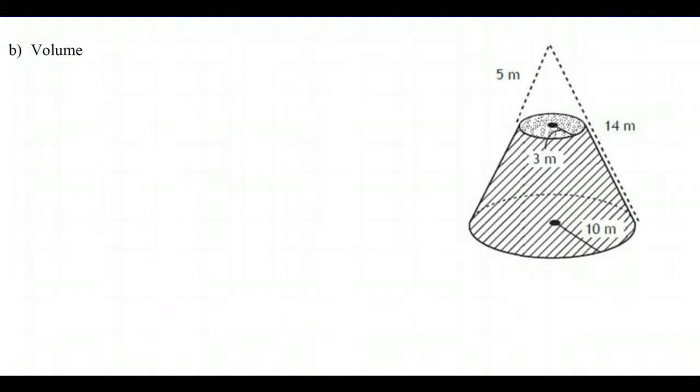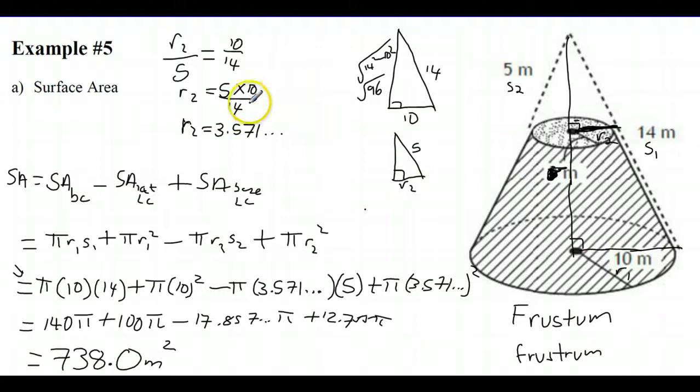Okay. Volume. For volumes, we need heights. Did we get heights? I think we have some heights hanging around up here. We got this height. We did not get this height. But this height will be the square root of 5 squared minus r2 squared. So h1 will be the root of 96 and h2 will be this, right? We're just going to use this expression. And remember, r2 is in A, so we can use that when we go to calculate.